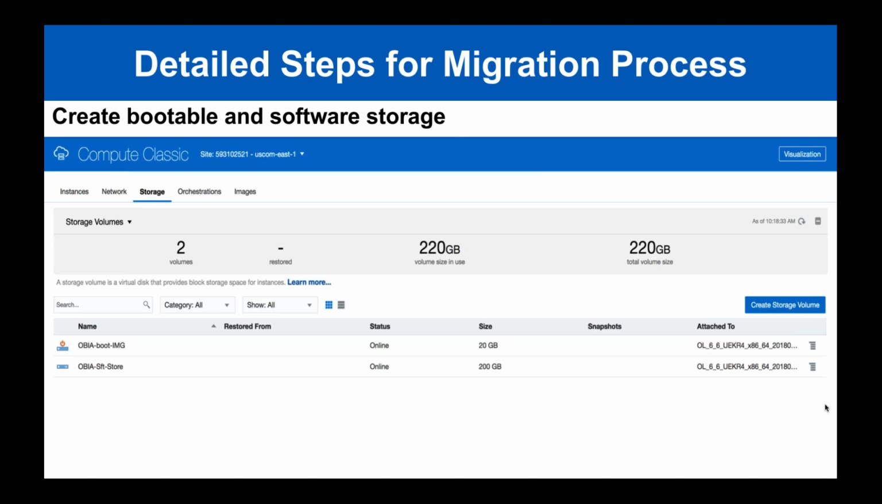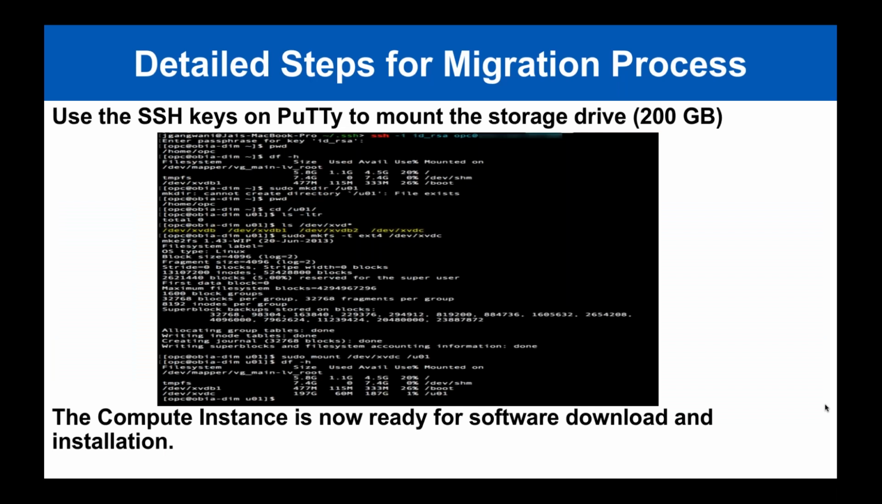And then you use the SSH keys to log into this VM on PuTTY or any other SSH tool and mount this storage drive that we just created in this slide. So you see the 200 GB that I created. I'm just mounting that here. Once it's mounted, you have enough space on there. Your compute instance is now ready for software download and installation.